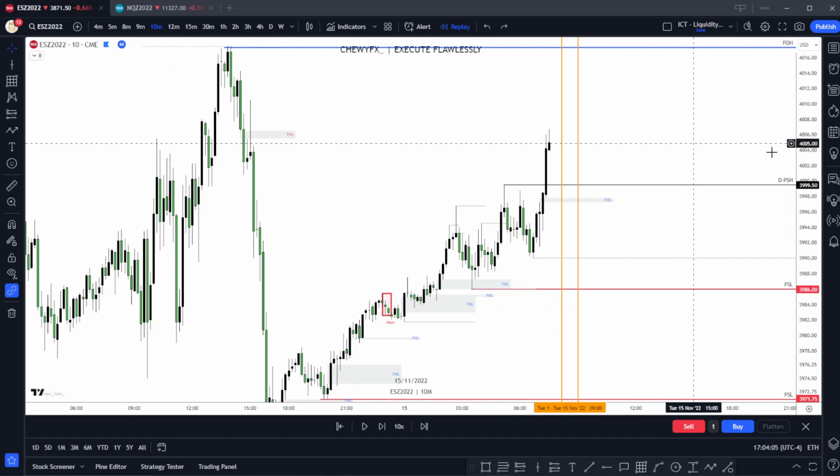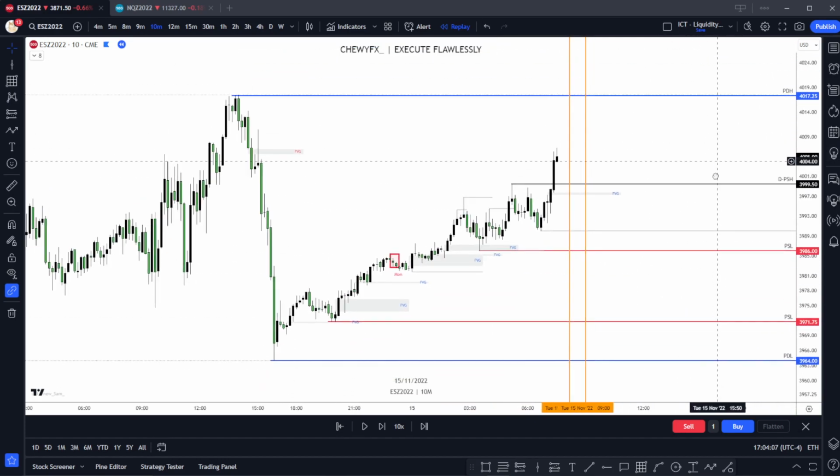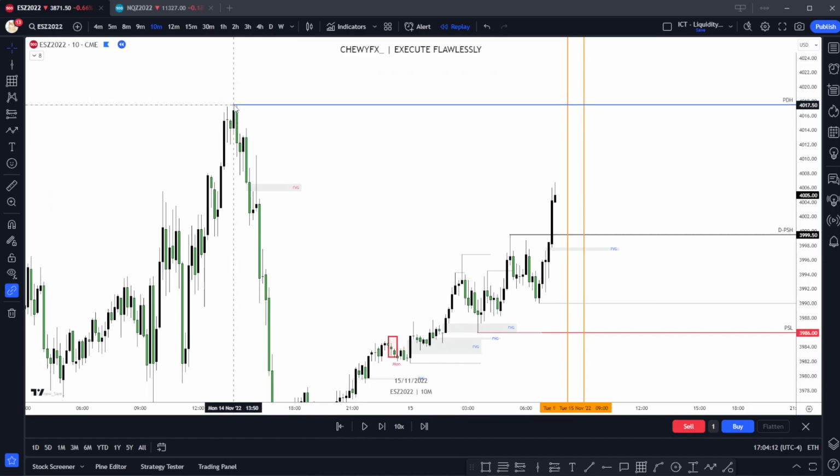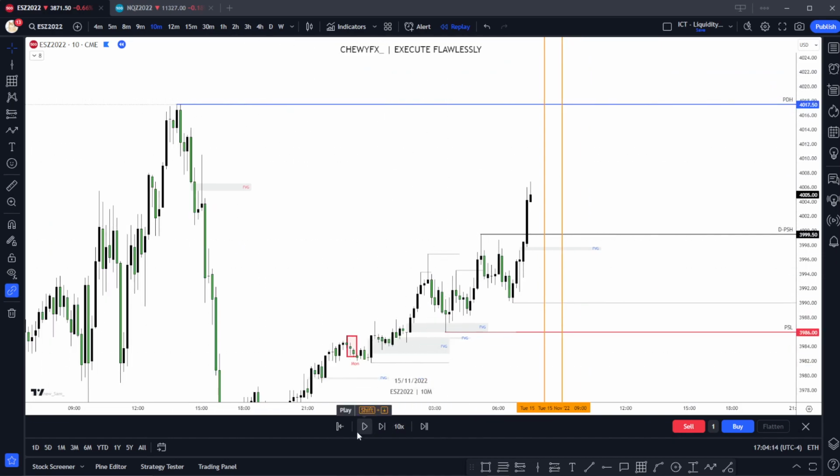I'm only looking for buys. I'm not even going to consider this previous day low just because we already swept the previous day high on NASDAQ. So I'm not looking for any sells as of now.